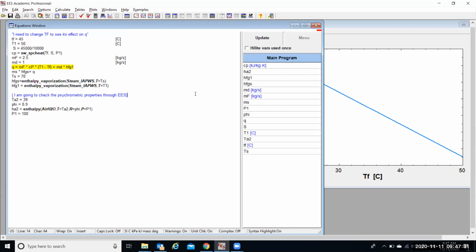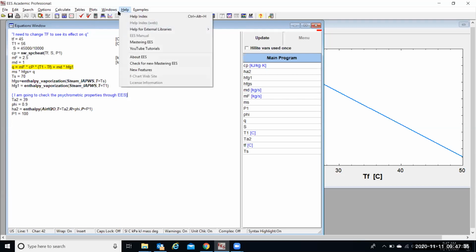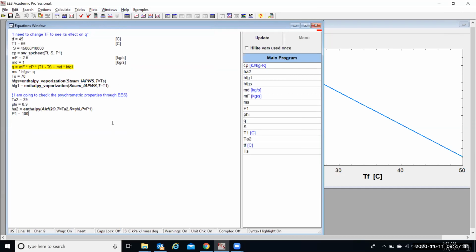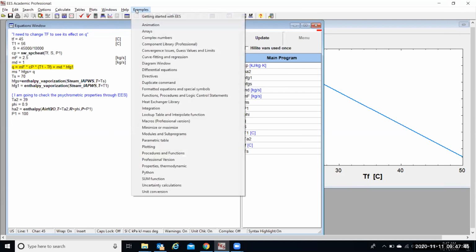The program has much more than that. So it has a very good help. I would suggest that you go to the help index and go through it. Actually, you are going to do that as much as you need. So whenever you have a problem, you're going to go to the help. And sometimes it would be useful to look at this long list of examples that it has there.